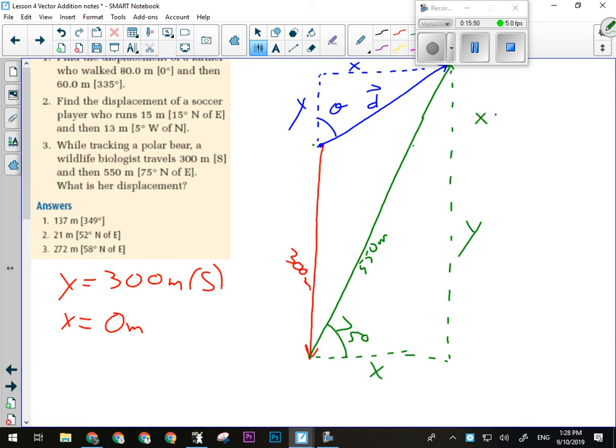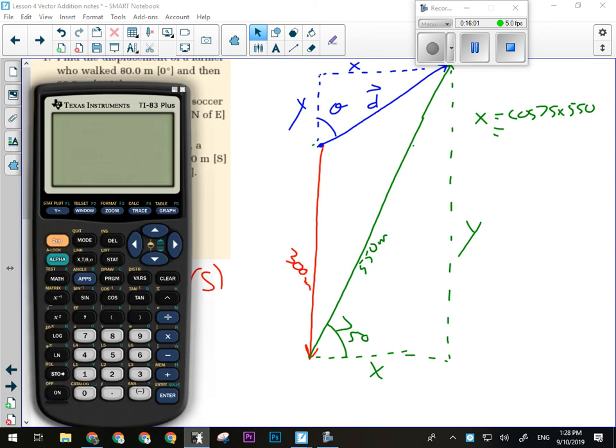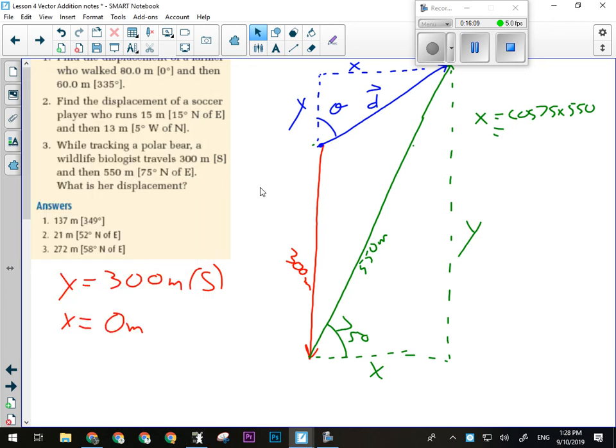Green x is adjacent to my 75 degree angle, so that'll be cos of 75 times 550. All right, gives me 142.350. So you only go to 3 decimals? No, you keep all the decimals. Keep them all until the very end, then round. I just don't have time to write them all. Okay, and that's going to be meters, and it is east.